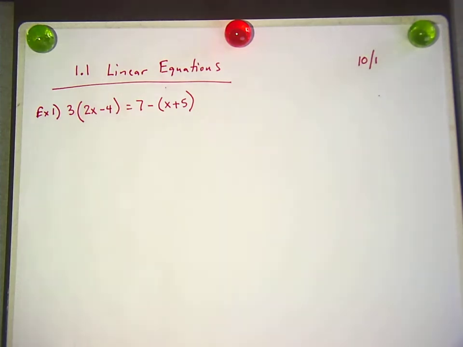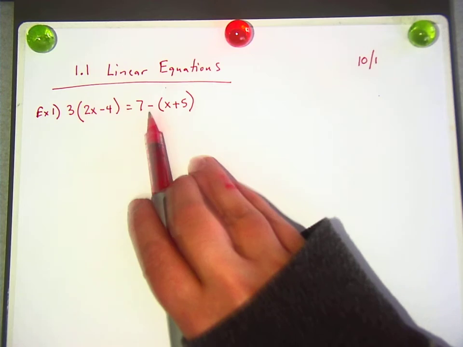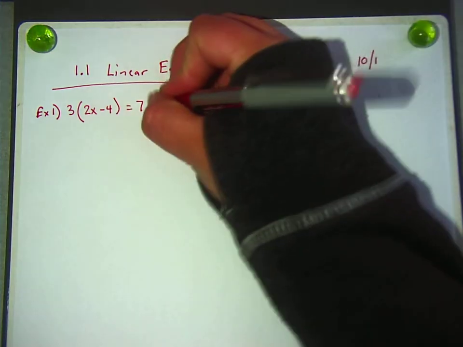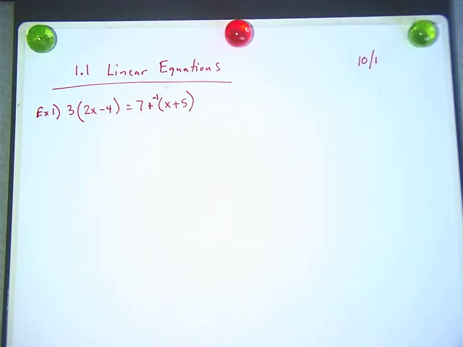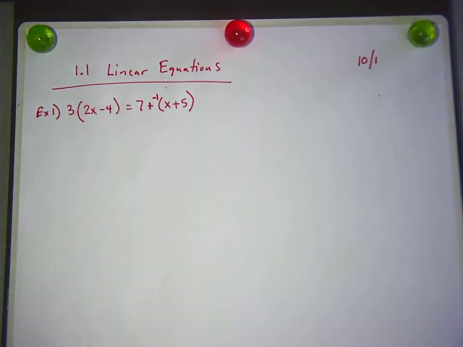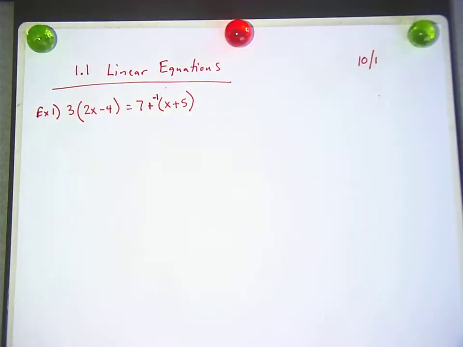Something I want to remind you, everybody look up, is that this minus does get distributed to both, so you might as well make this a plus and put a negative 1 on the outside right now so you remember to distribute it. And then your plan should be distribute everything you need to, get the x's on one side, get the numbers on the other, solve for x. Okay? Try it with your partner. If both of you are stuck, let me know.